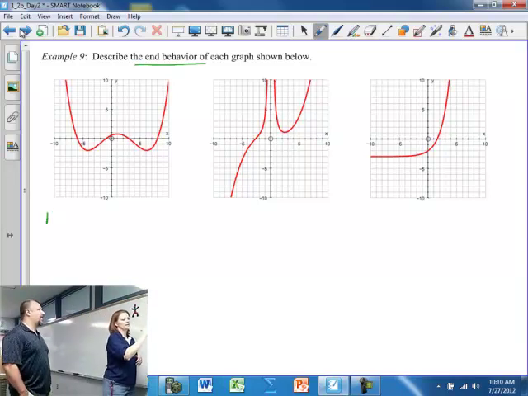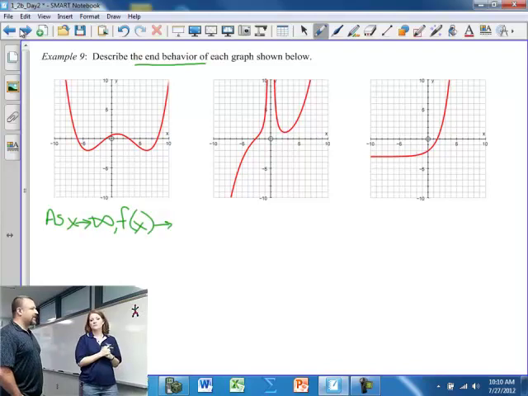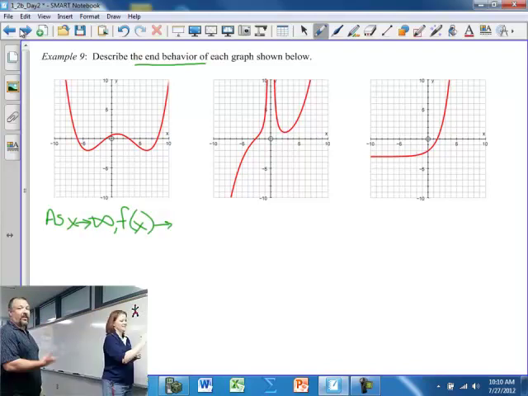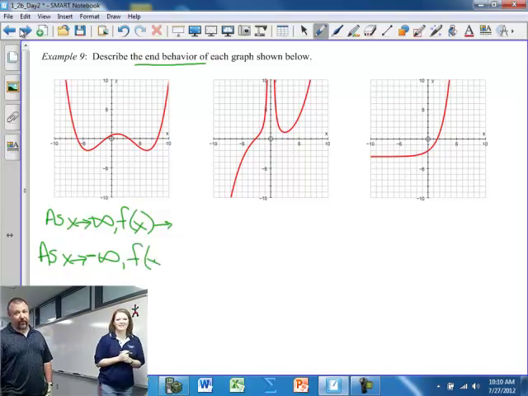shown below. I remember from Algebra 2 there was a sentence I had to write every time, and we kind of just memorized it. As x goes to infinity, f of x does something. Can I write this some other way? No, that's it. Don't create your own version of this sentence, okay? I've seen them all, and they all get marked wrong.